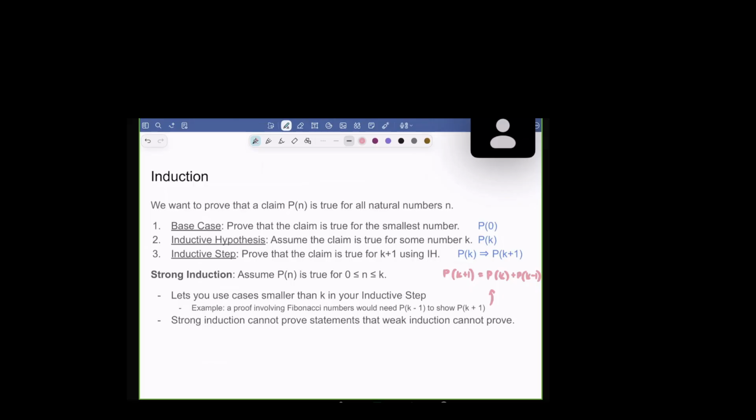Can you just always use strong induction? Yes. Strong induction always works.